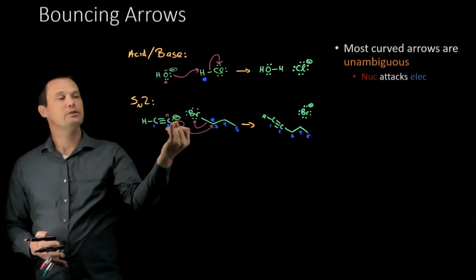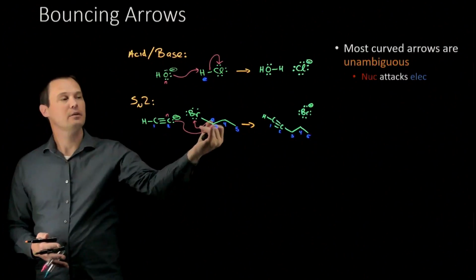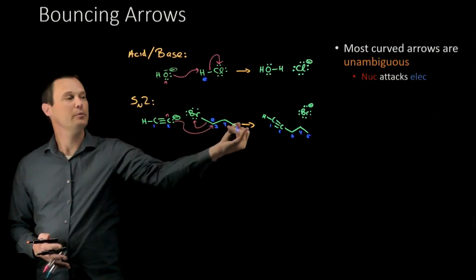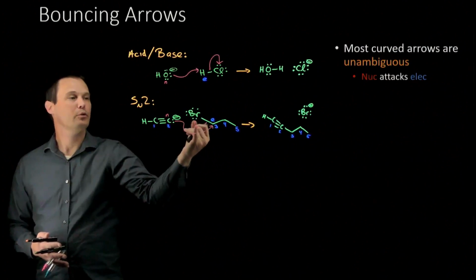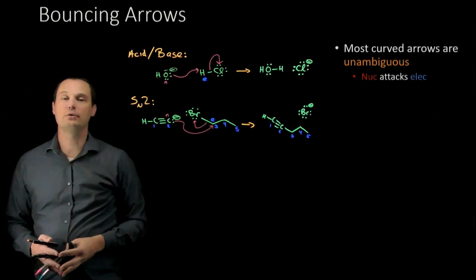In an SN2 reaction, the carbon nucleophile attacks carbon number 3. There's a new bond formed between carbon 2 and carbon 3. The bond between 3 and bromine breaks. Those electrons go on to bromine as a new lone pair.